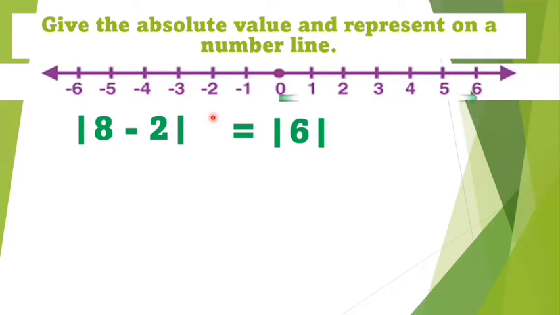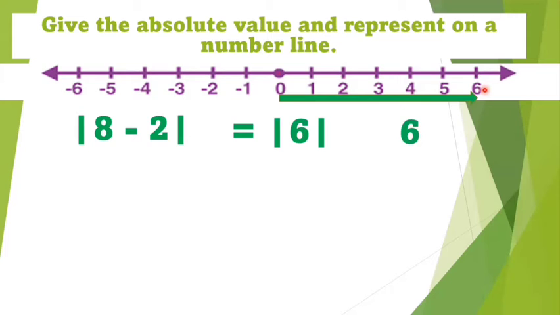Then we're going to represent this on a number line. To find out the absolute value of positive 6, we're going to count the units from 0: 1, 2, 3, 4, 5, 6. And we have 6 units. Natural number 6.